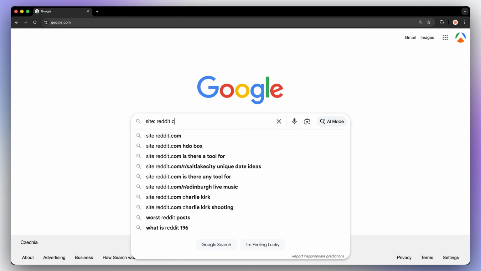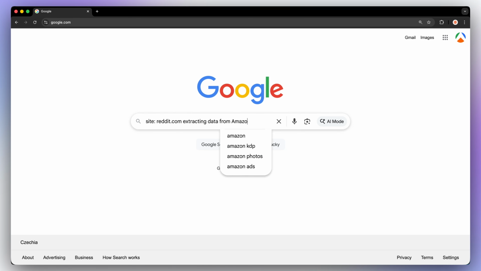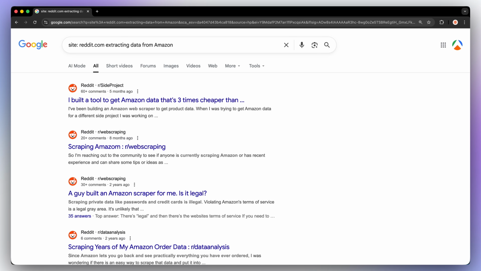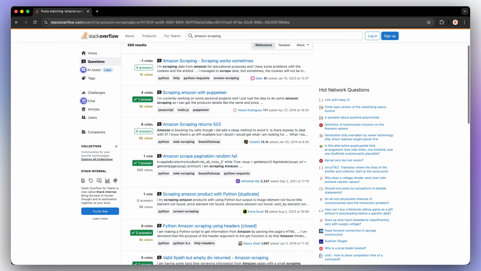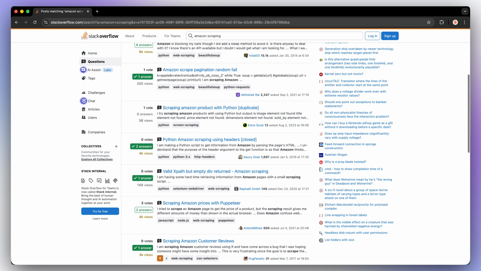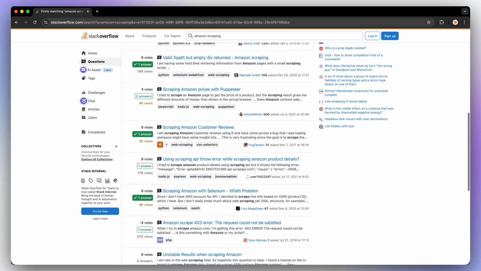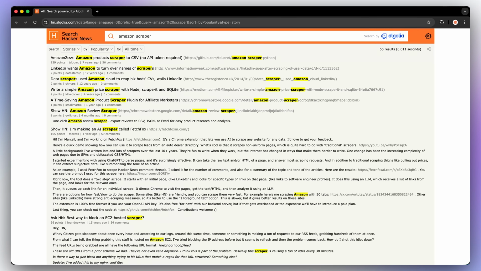For example, try searching "site:reddit.com extracting data from Amazon" to find exactly what people are struggling with. On Stack Overflow, look for technical questions about doing the task manually. If many people are asking how to do something without a good tool, that's your opportunity. For Hacker News, search to see if similar tools launched recently and what the reaction was.